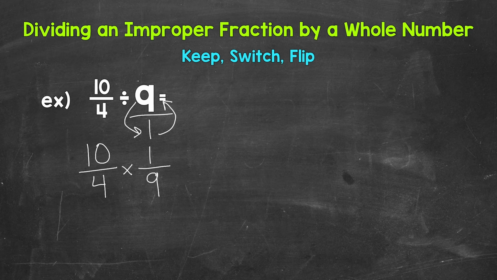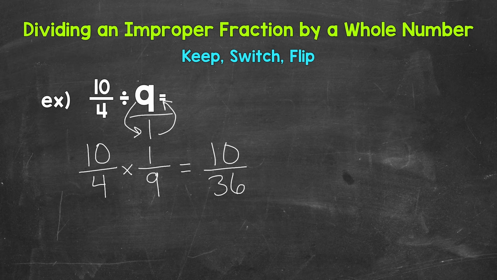So keep, switch, flip. And then we can multiply straight across now. We will start with the numerators. 10 times 1 is 10. Now for the denominators. 4 times 9 is 36. So we get 10/36, or 10 over 36, which is our final answer, but we can simplify.